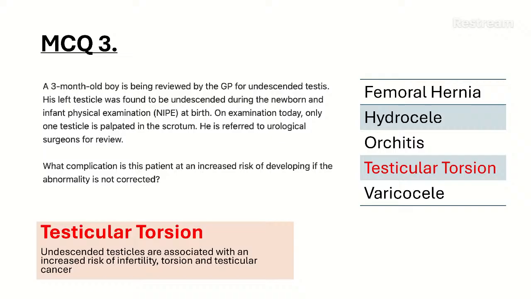Okay, so the answer for this one is testicular torsion. Undescended testicles are commonly associated with an increased risk of infertility, torsion, and testicular cancer. So it's worth thinking about not only the risk factors for torsion, but what those complications might be if we don't surgically fix them.